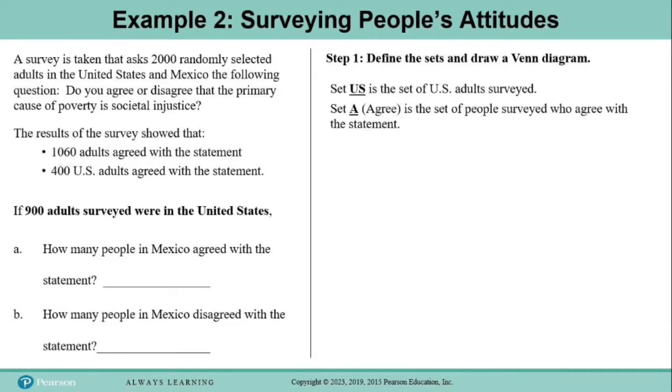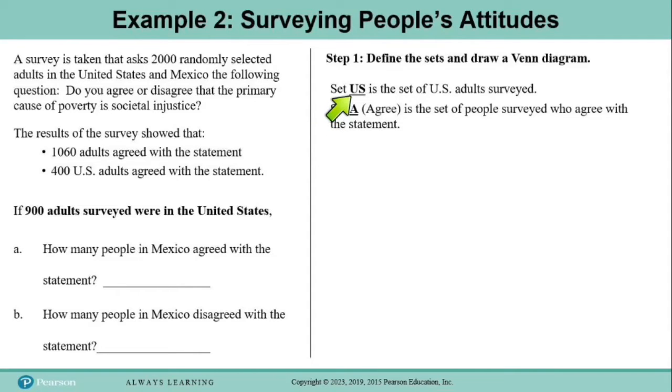So I don't know about you, but my first thought was to have two sets, like a set for US and a set for Mexico, or a set for agree and a set for disagree. But the reason we don't want to do that is because the Venn diagram is only helpful to us if the two sets overlap. So if you had a set for the US and a set for Mexico, the problem is that those are disjoint sets, so they're not going to overlap. There's nobody in the survey who's from both countries.